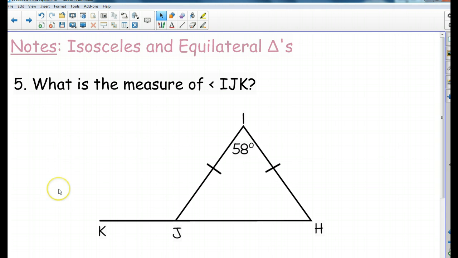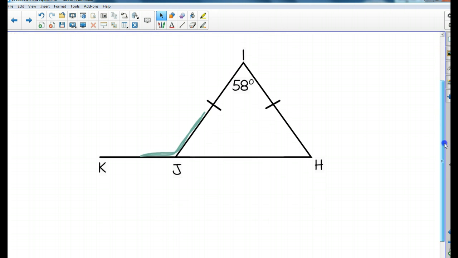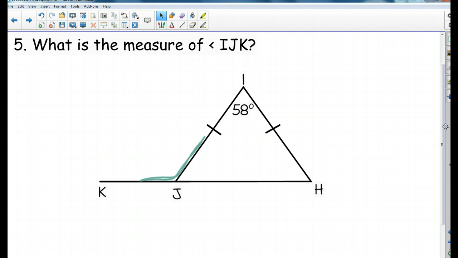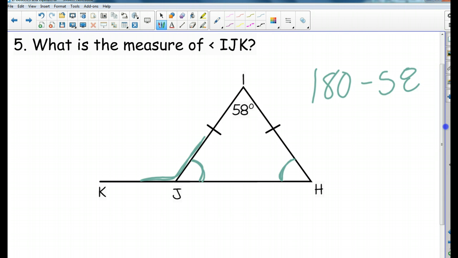Okay. All right. What's the measure of angle IJK? I'm waiting for you to solve this one without me. I would find this angle first. 180 minus 58, divided by 2. Try it. 180 minus 58, divided by 2. 61.